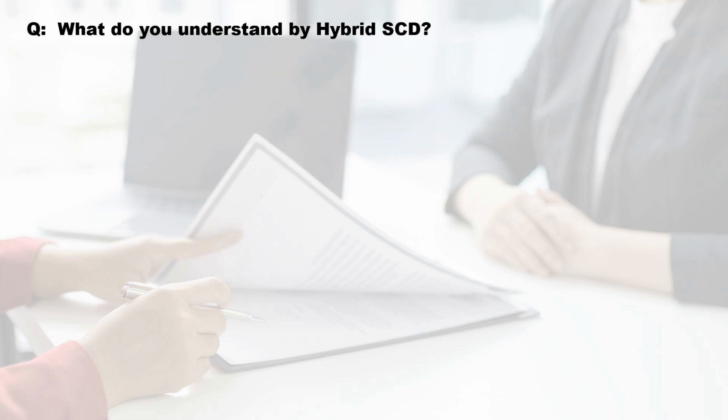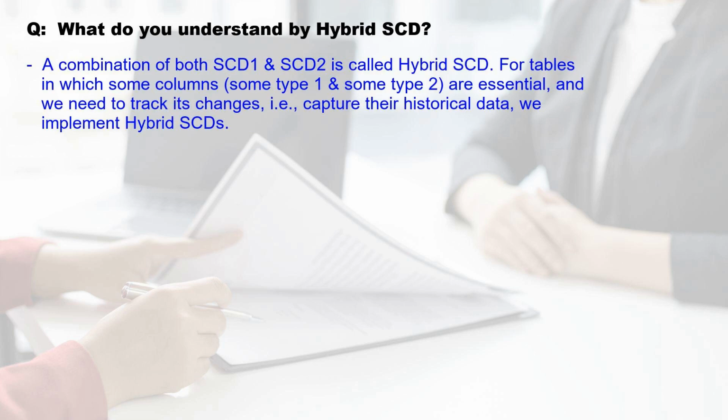What do you understand by hybrid SCD? A combination of both SCD1 and SCD2 is called hybrid SCD. For tables in which some columns, some type 1 and some type 2, are essential, and we need to track its changes, i.e., capture their historical data, we implement hybrid SCDs.